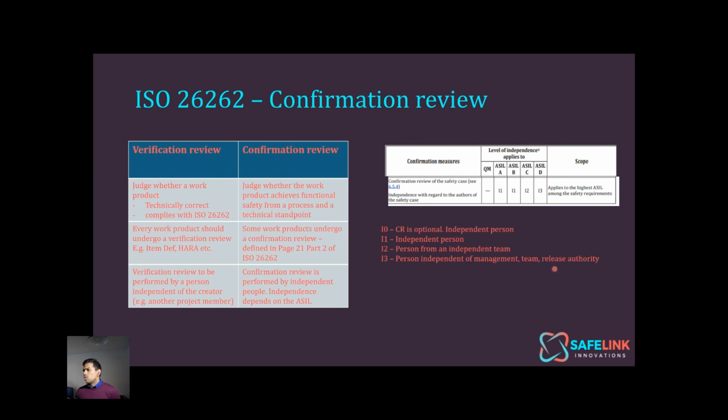Similarly, you have I0, I1, I2. I0 means confirmation review is optional, but if it's done, it's by an independent person. I1 is just another independent person in the project. I2 is a person who's independent of the team which is executing the project.